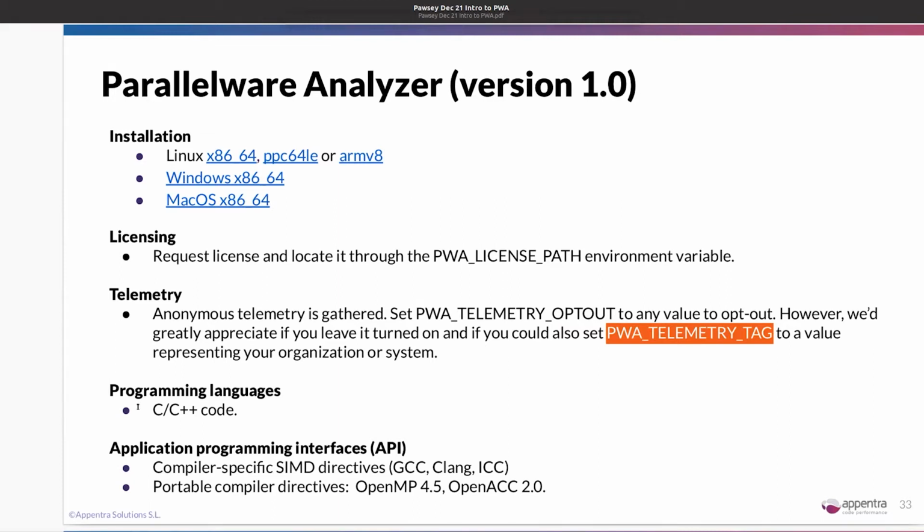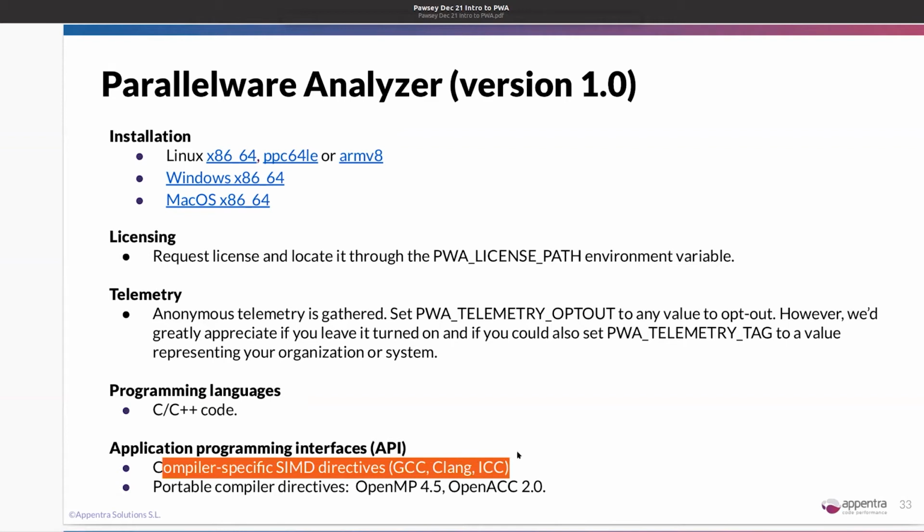So that's it. Right now, we are supporting C and C++ code. We are actively working on Fortran, so we hope that this comes out in the next few months, hopefully first quarter of 2022. And then we support, like you saw before, OpenMP and OpenACC directives, as well as compiler-specific SIMD directives for vectorization. And this is supported by the PW directives too.